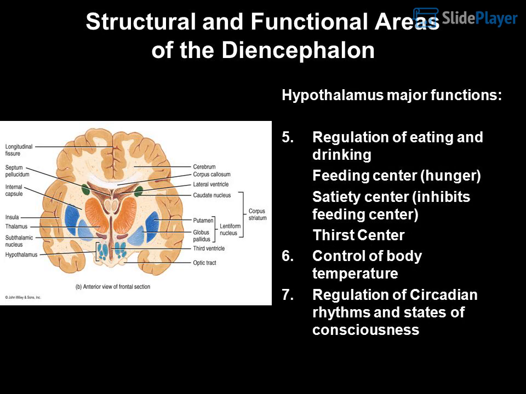Structural and functional areas of the diencephalon. Hypothalamus major functions. Regulation of eating and drinking: feeding center, hunger; satiety center, inhibits the feeding center; thirst center. 6. Control of body temperature. 7. Regulation of circadian rhythms and states of consciousness.